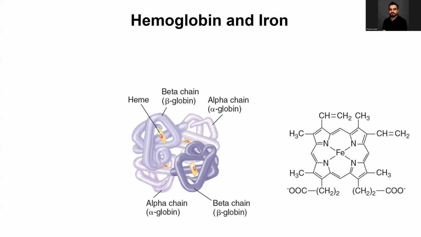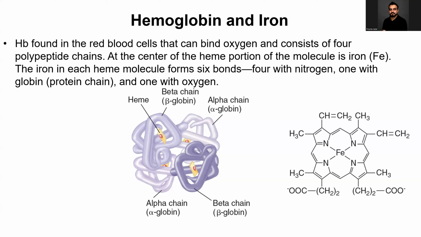Iron attaches to oxygen, and that's how we carry oxygen in the bloodstream from lungs to tissues. And also iron can attach to carbon dioxide, and in that way we carry carbon dioxide from tissues to lungs in order to breathe out carbon dioxide.